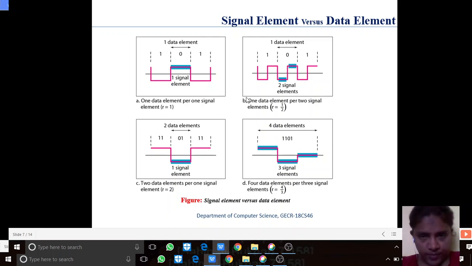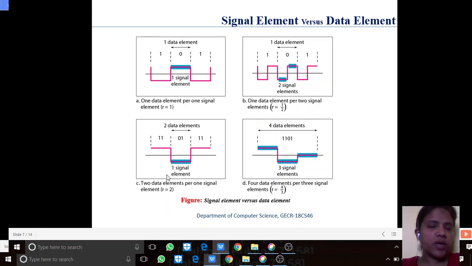Now we can see there are three pieces of information, data elements 1, 0, 1, in which one data element is related to two signal elements. Two signal elements are there, half the pulse, so two component signal elements are there. Low to high, high to low. So you can see this. The ratio is what now? Data element divided by signal element is 1 by 2.